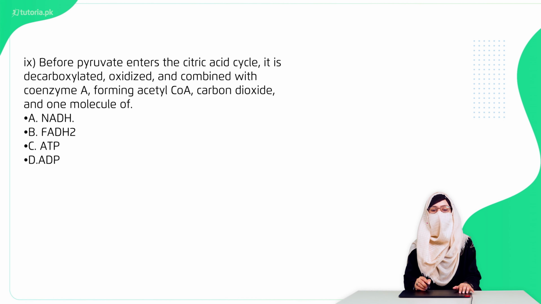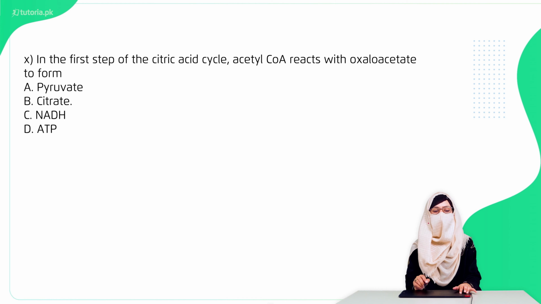Ninth है: before pyruvate enters the citric acid cycle it is decarboxylated, oxidized and combined with coenzyme A, forming acetyl coenzyme A, carbon dioxide and one molecule of option A NADH, option B FADH2, option C ATP, option D ADP. The right option is option A NADH.